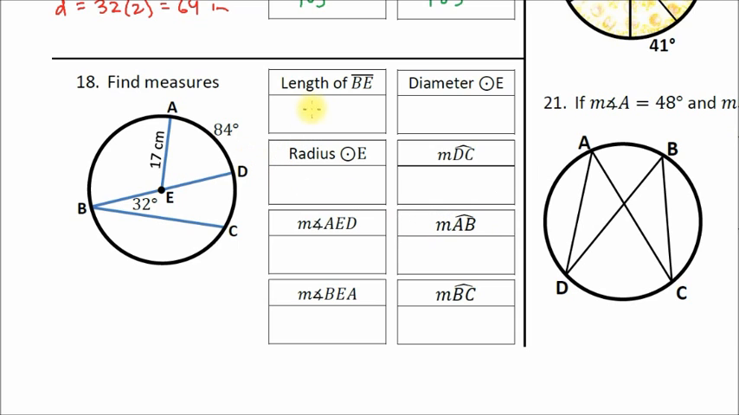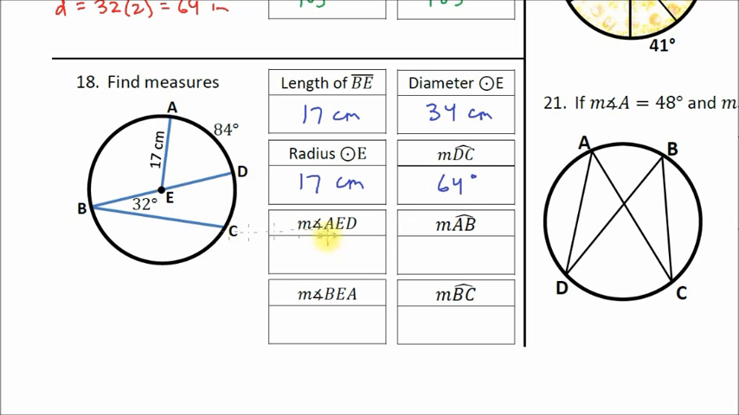Okay, I'm assuming you've given this one a try, so I'm going to go ahead and show you what the answers should be. This is 17 centimeters, 34 centimeters. The radius is 17 centimeters.